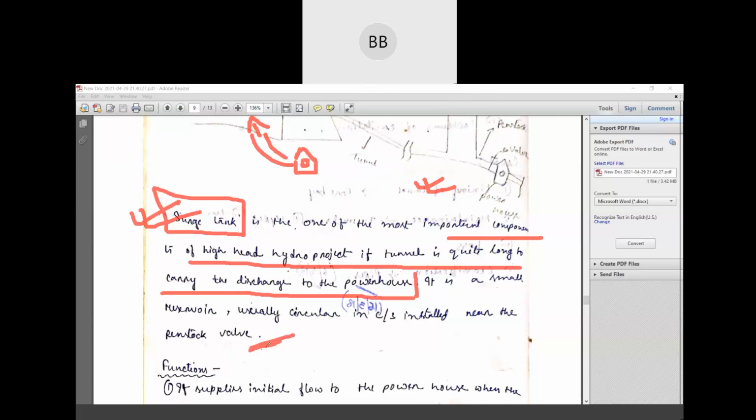So you write down this definition. It is a small reservoir, usually circular in cross section, installed near the penstock valve.